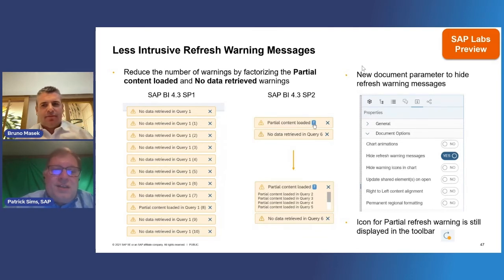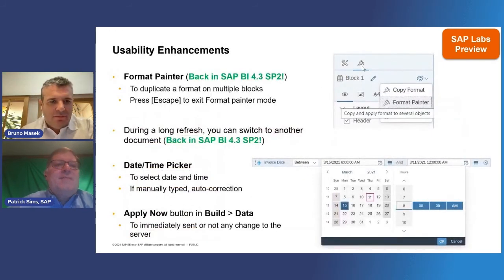And so as you can see in the middle, Service Pack 2 can show, instead of fully separate cautionary boxes for all of these things, it rolls them up so that the partial content loaded appears under a header and all the different messages are there. So it saves space, less intrusive, less annoying, frankly. And the icon for the partial refresh warning is still displayed in the toolbar. It's just that you don't have all of that wasted space.